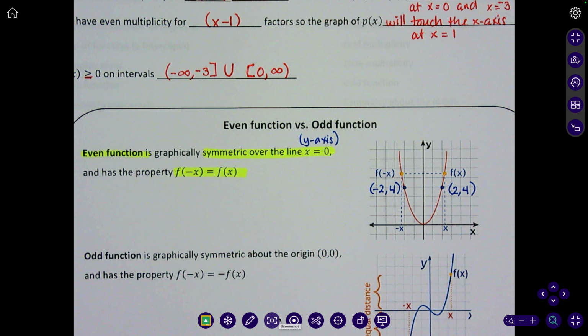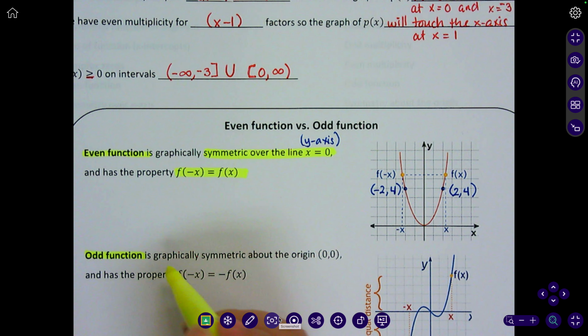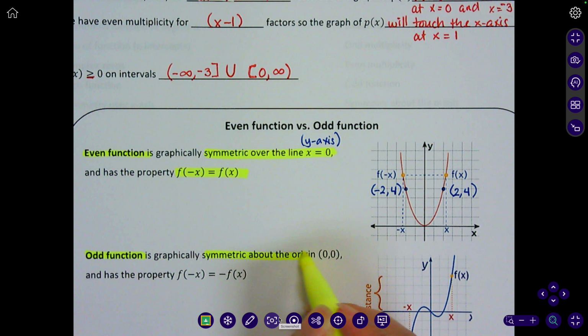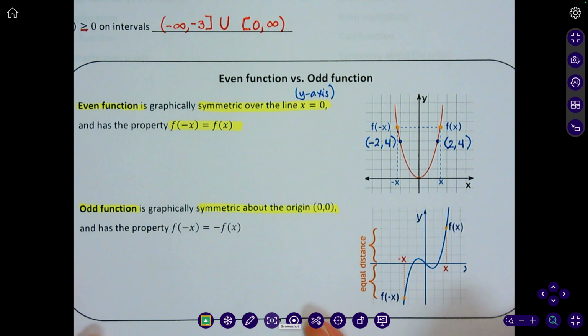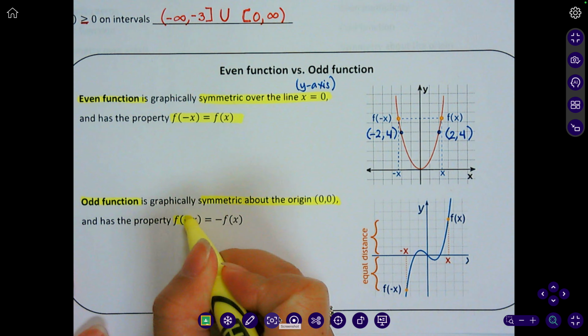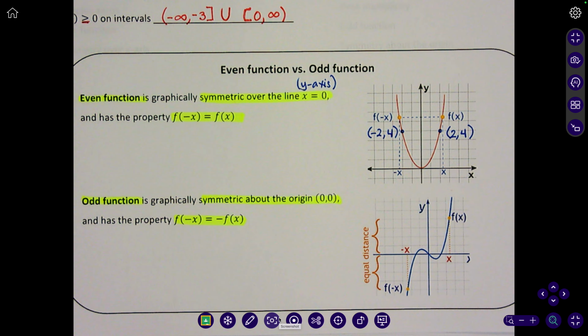Now, an odd function is graphically symmetrical to the origin. Okay, this is where things get tricky. Symmetry to the origin means you have to reflect it over the origin. And here's the relationship. The y value of x is the negative of the y value of negative x. So what that means is your y values are no longer the same. They are the opposite. They have opposite signs of each other.